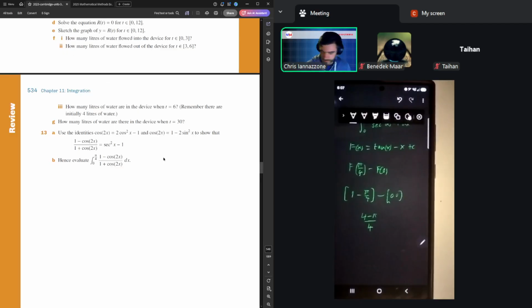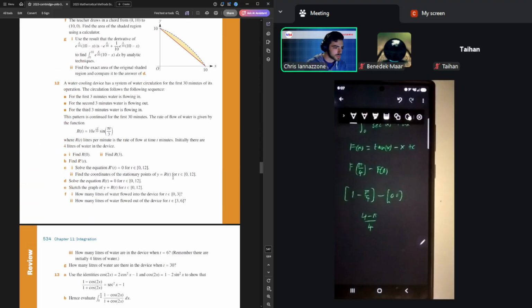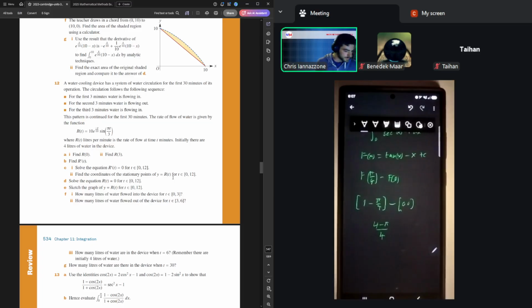That's about it. That's the end of the chapter review extended response section for integration. Was there anything in there that needed further clarification? If not, we'll go to the tech-free section.